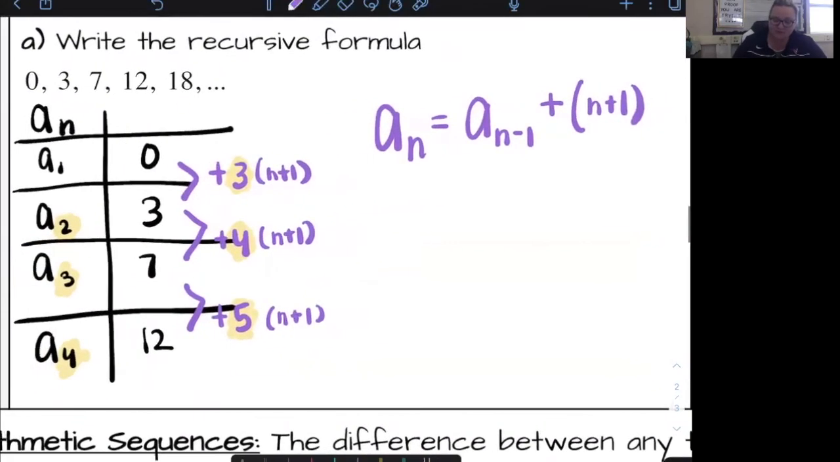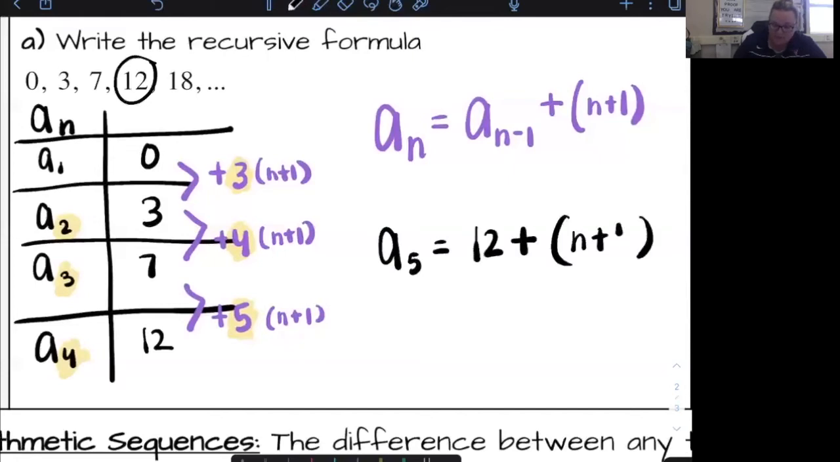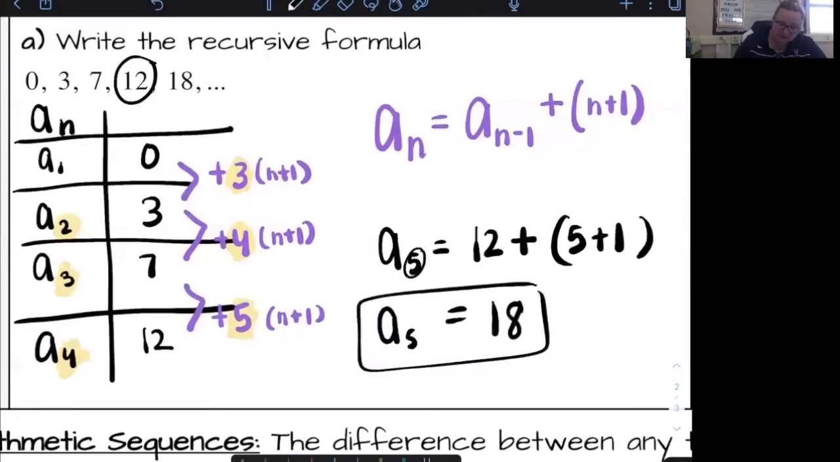So let's see if this works for the fifth term, for a sub 5. So the previous term is 12, and I'm going to add n plus 1. Well, my n this time is 5 because it's the fifth term. 5 plus 1 is 6. 6 plus 12 is 18. My fifth term should be 18. And does that match what we had in our sequence? Yes, it does. So we know that this formula works. So to find any term in this series, you take the term before it, then you add n plus 1 to it.